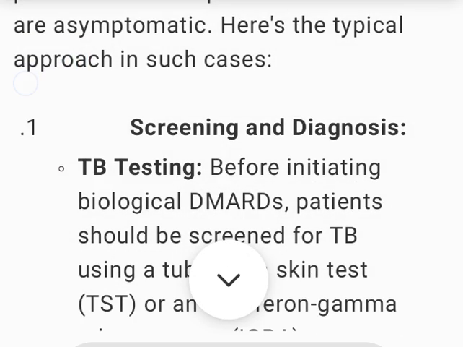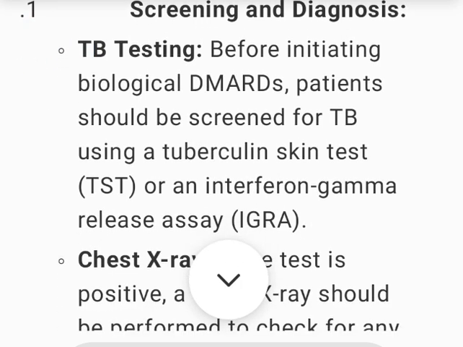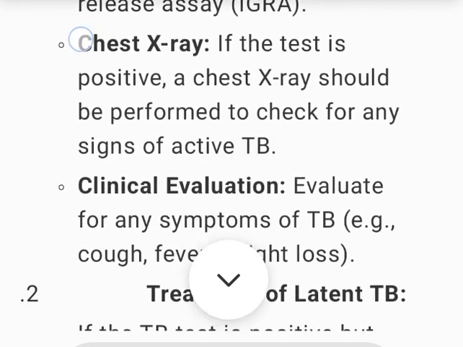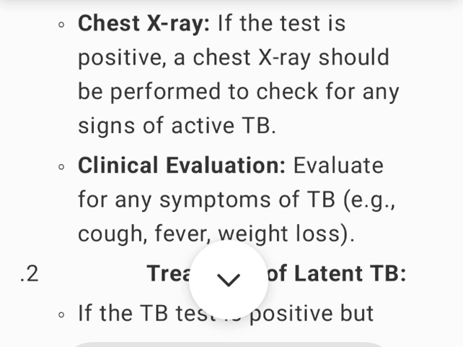1. Screening and diagnosis. TB testing. Before initiating biological DMARDs, patients should be screened for TB using a tuberculin skin test, TST, or an interferon gamma release assay. Chest X-ray. If the test is positive, a chest X-ray should be performed to check for any signs of active TB. Clinical evaluation for any symptoms of TB, e.g., cough, fever, weight loss.